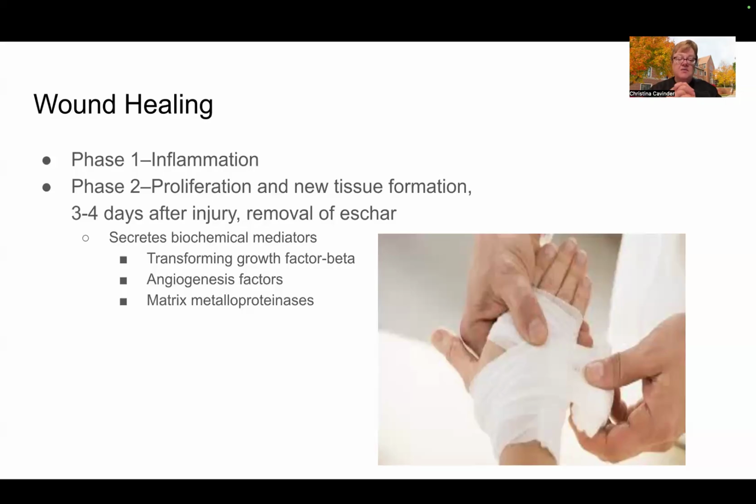During this time, you'll have secretion of biochemical mediators, such as transforming growth factor beta. You have angiogenesis factors, so more vasculature to the new tissue. Matrix metalloproteinases are also breaking down some of the structure, or the framework.